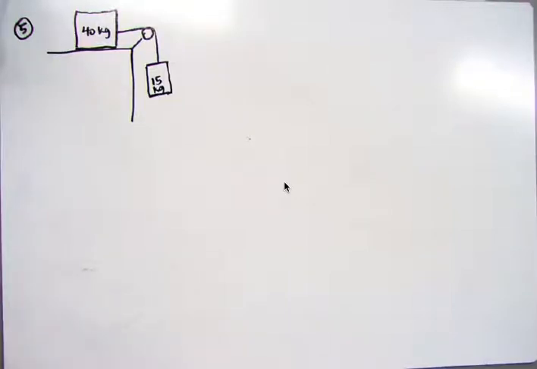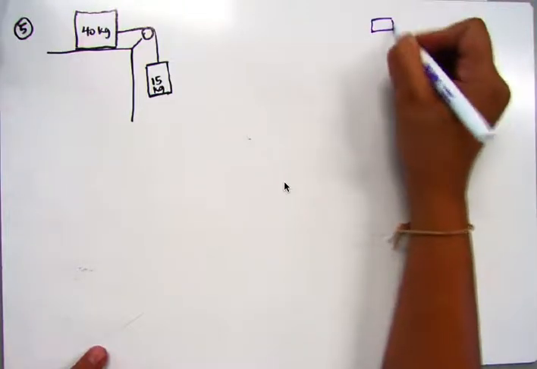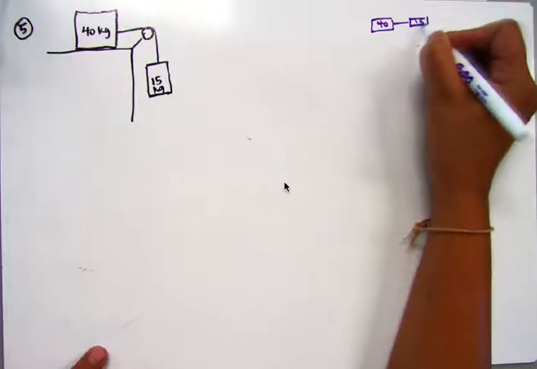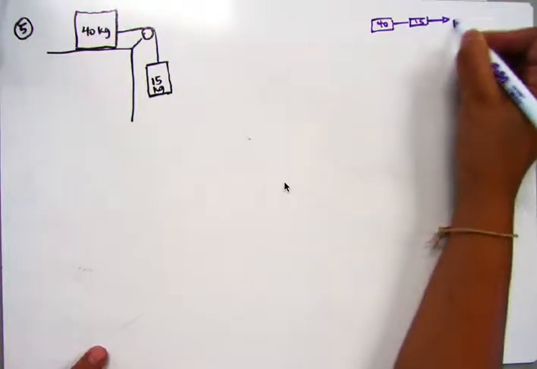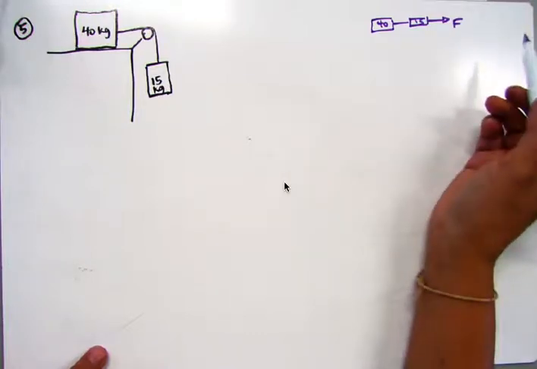For question number 5, now we're getting into these pulley systems. And what I was trying to say in the class is that when you have a pulley, it changes the direction, but actually in a lot of ways it doesn't really change the problem. You can think of this as a 40 kilogram mass attached to a 15 kilogram mass being pulled by some kind of a force. This is a one-dimensional problem, and we would just treat it in one dimension.